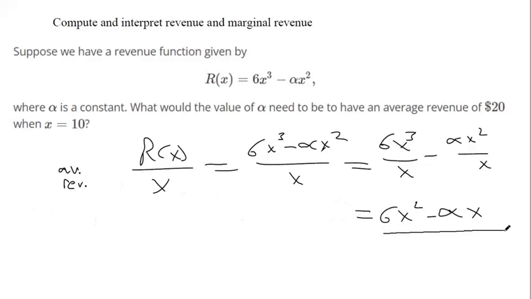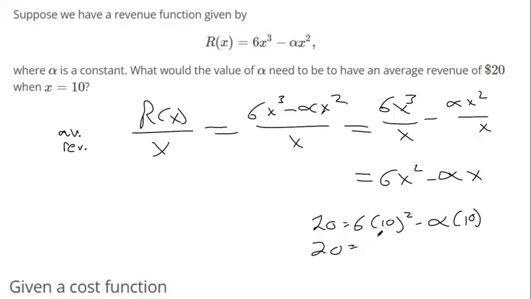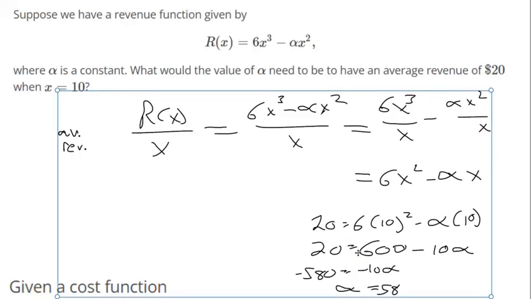So this is average revenue. We want the average revenue to be equal to $20 when x is 10. So 20 equals 6 times 10 squared minus alpha times 10. And then to simplify, that's 600 minus 10 alpha. You can subtract 600 from both sides. And then to finish getting alpha by itself, just divide both sides by negative 10. So that alpha needs to be 58. Okay? So I got an alpha of 58 for this one.